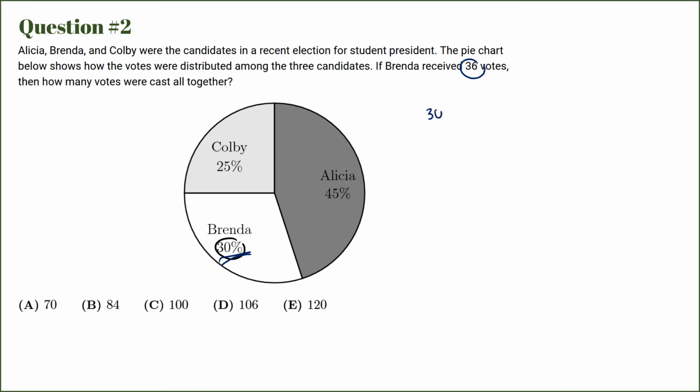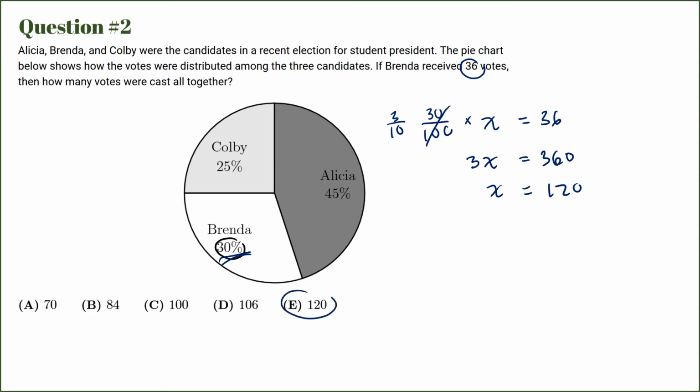So 30%, or 30 over 100, of, let's say, the total number of votes, x, equals 36. So all you have to do now is solve this equation for x. Let's simplify this into 3 over 10, multiply both sides by 10, so that's 3x equals 360, and then x equals 120. So then 120 votes were cast altogether.